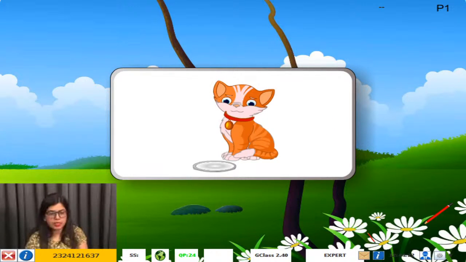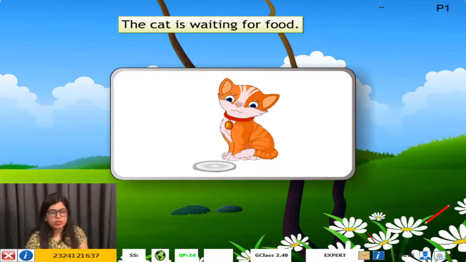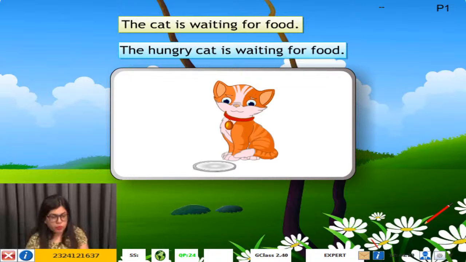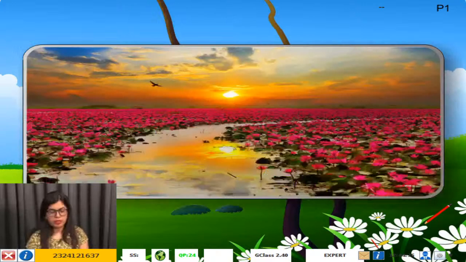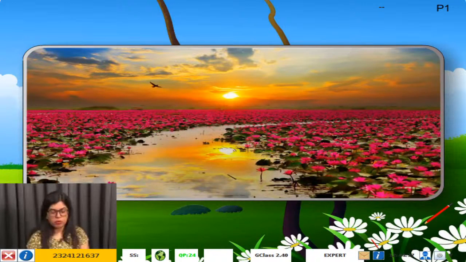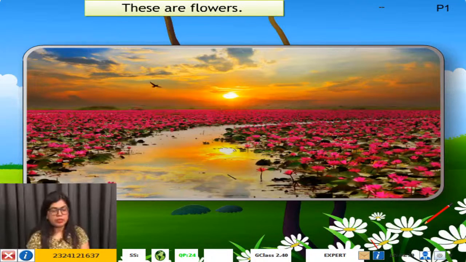Now, what can you all see now? Yes, it's a cat. So the cat is waiting for food. The hungry cat is waiting for food. So here we have an extra word that is hungry. Now, these are flowers.